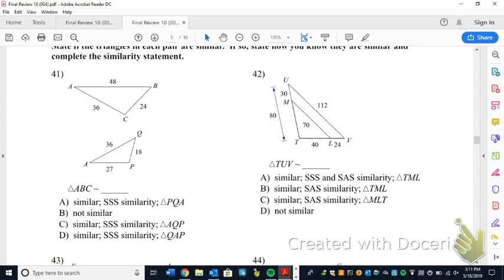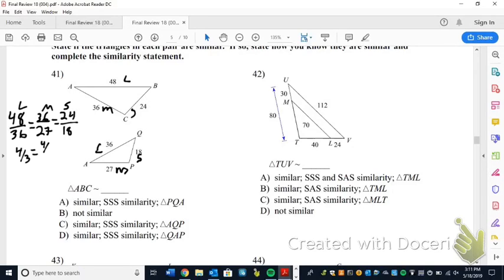So how do we know which ones to match up? We measure the ratio of long side to long side, medium side to medium side, short side to short side. So the ratio of 48 to 36 has to equal the ratio of 36 to 27, which has to equal the ratio of 24 to 18. If this is a true proportion, then we're good to go. We reduce all those, and we get 4/3 equals 4/3 equals 4/3.